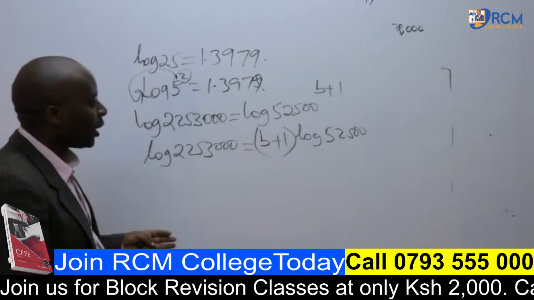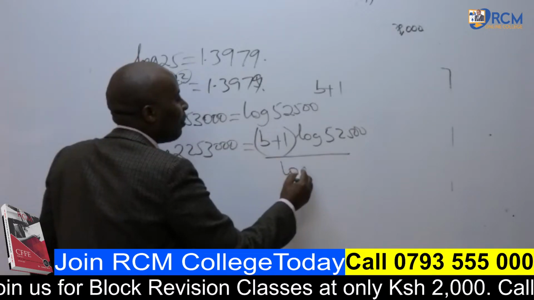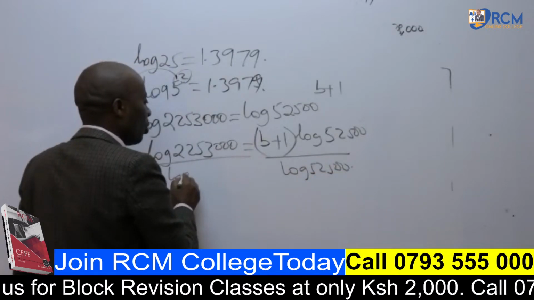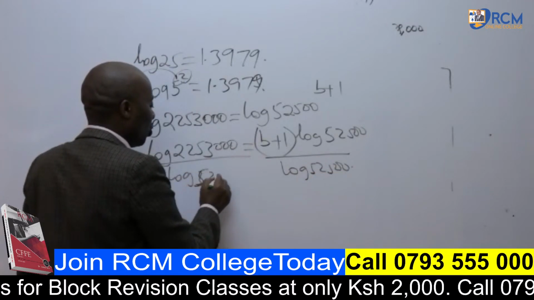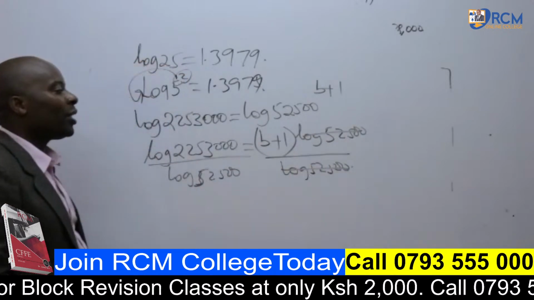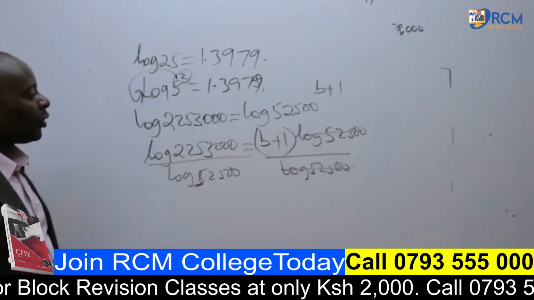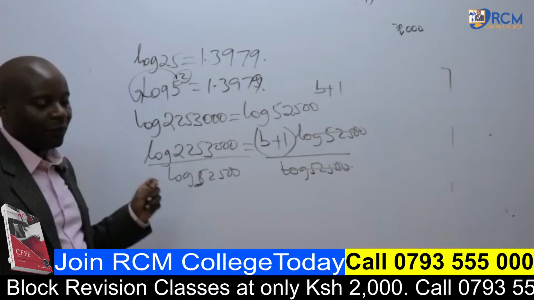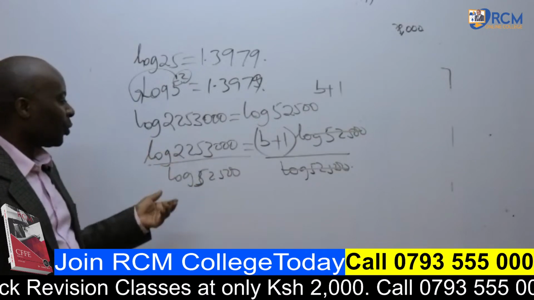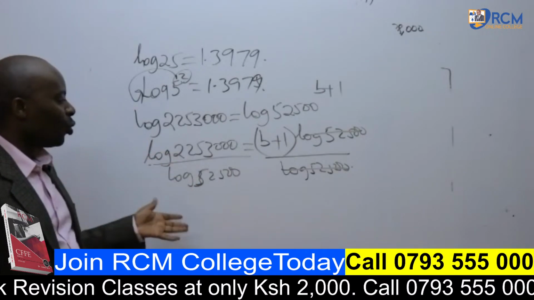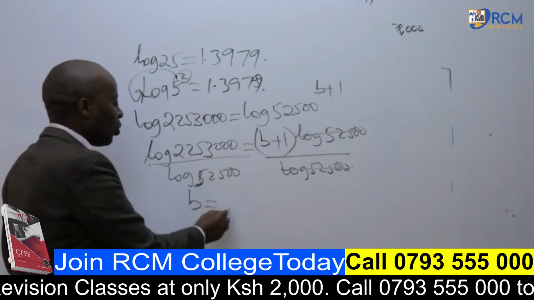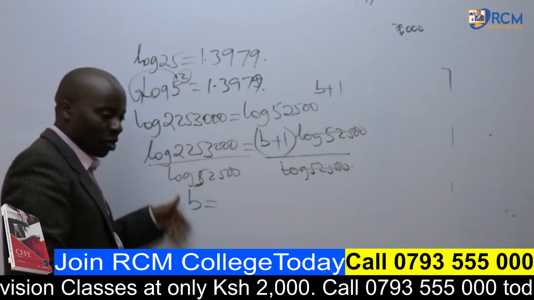What I'll do is to come and divide both sides by log 52,500. So this and this goes away, and then of course you'll be able to give us the value of b. So you go to your calculator, talk of log 52,53,000 divided by log 52,500. So b will be equal to whatever you guys get here as your quotient.